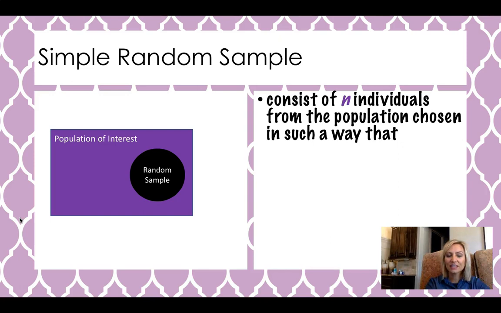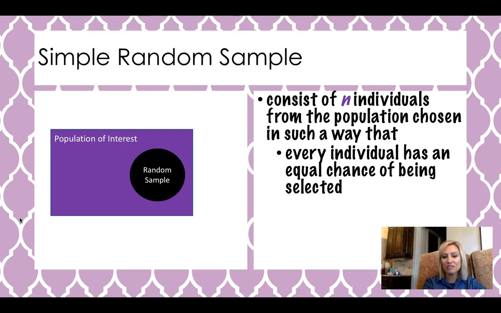Our definition says that a simple random sample consists of n individuals. N just represents your sample size. If we're picking a sample of size 10, this would be 10 individuals chosen from a population in such a way that we meet some criteria. The first is that every individual has an equal chance of being selected. Well, if we number everybody in our population, let's say from 1 to 100, and we use a random integer to pick 10 unique random numbers, we ignore repeats, then every individual does have an equal chance of being selected.